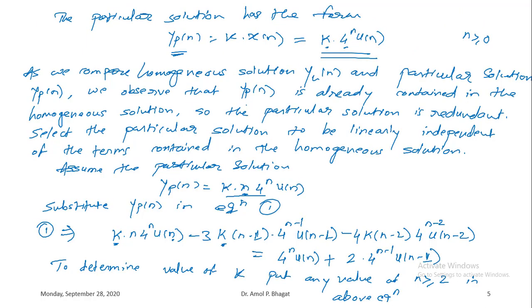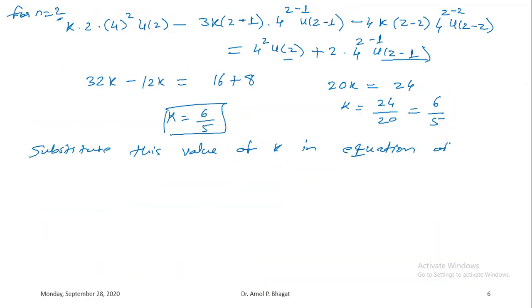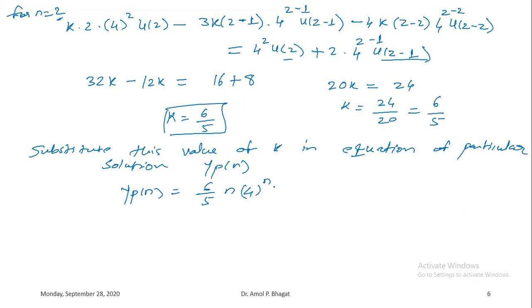Okay, so whatever particular solution we assumed here, I will simply indicate it. So you have to substitute in this equation of the particular solution, that is yp of n. So your yp of n will be, substituting k equals 6 by 5, 6 by 5 n into 4 raised to power n u of n, okay. So that is the required particular solution.